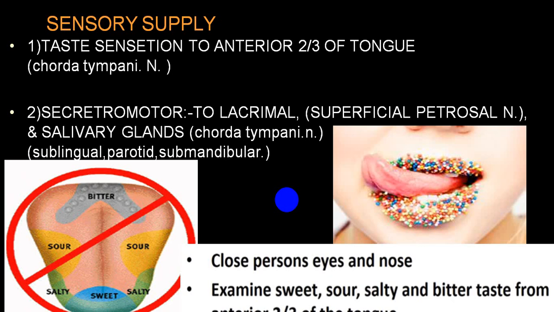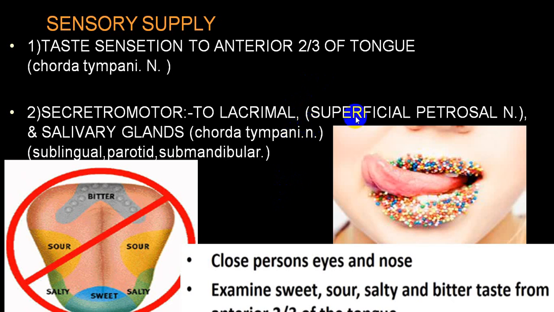Lemon, you can utilize those common sensations. We should not utilize strong sensations. Strong sensations should not be utilized. So don't use, say, asafoetida or bitter substances because they will remain for a longer period.